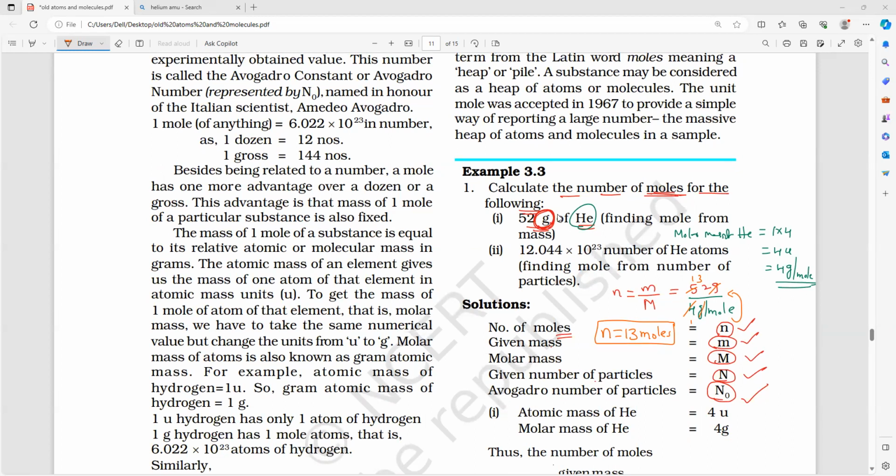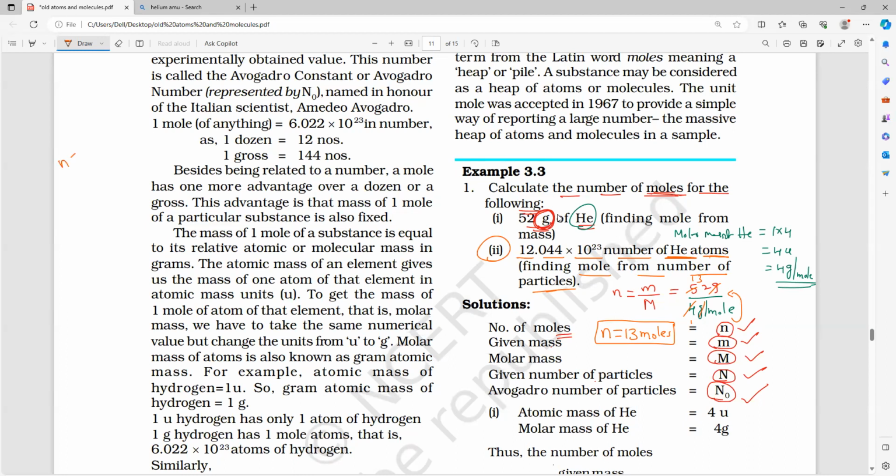Next, A question completed or not? Everybody, A question completed. Next, B question. How many particles is given? 12.044 into 10 power 23 number of helium atoms is given. Atoms is given. Finding moles from number of particles. So which formula we have to use? First formula or second formula? Make it quick. Second formula.